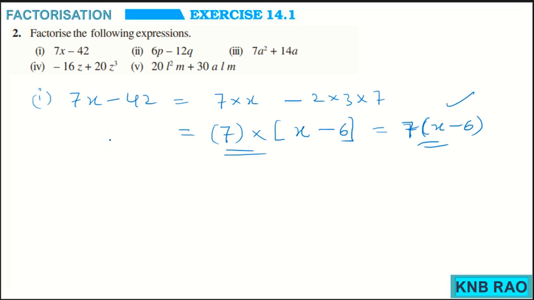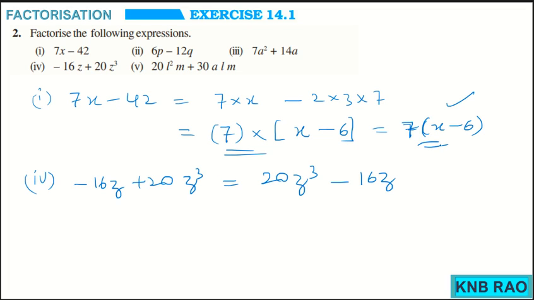Now similarly we can solve the rest of the questions. I will give homework the second, third and fifth. I will do the fourth one. See children, in the fourth one, minus 16z plus 20z cube, you can rearrange the terms. So I will write 20z cube first, minus 16z next. That way also you can write.